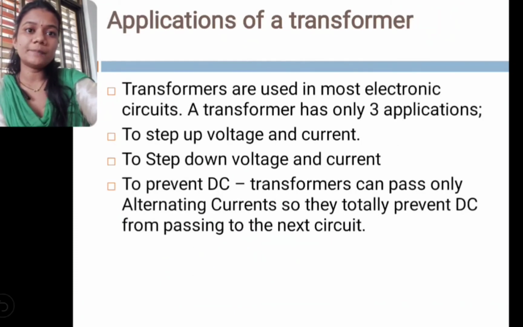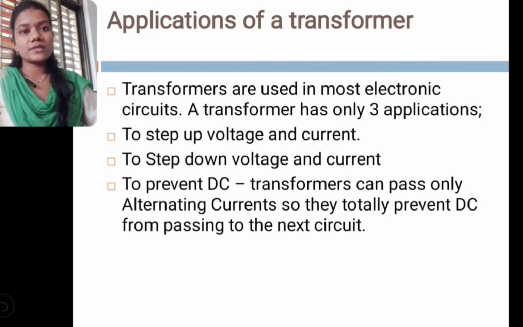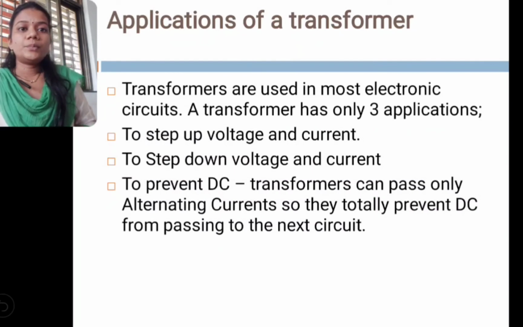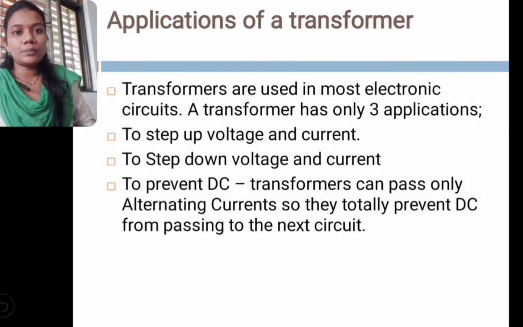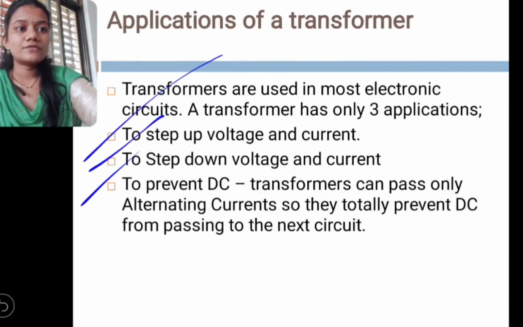Now, what are the applications of a transformer? Transformers are used in most electronic circuits. A transformer performs three applications: to step up or step down the voltage and current, and to prevent DC. It can pass only alternating current, so it totally prevents DC from passing to the next stage. These are the applications of a transformer.